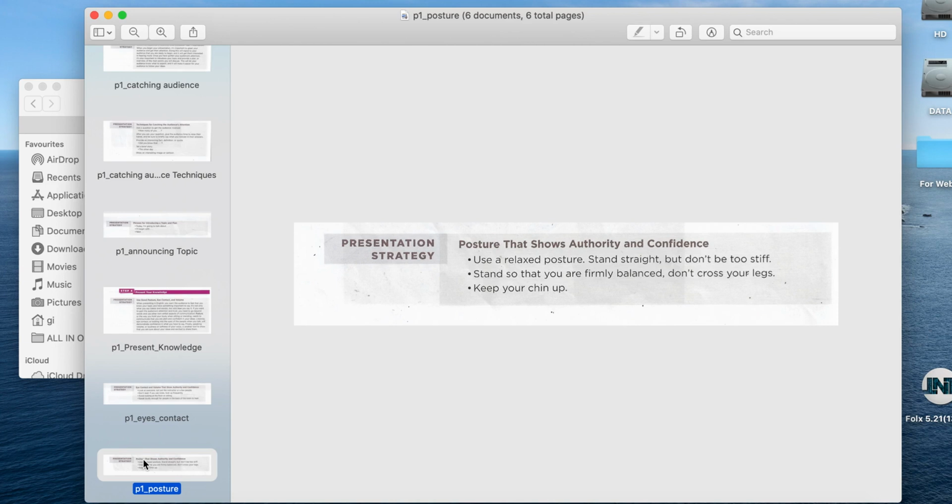Okay, continue. But don't be too stiff. Don't be like this: "Today I want to talk about my project and what," like a statue. Don't be stiff. Stand so that you are firmly balanced. Don't cross your legs, this is bad. Don't go up and down. Keep your chin up. Your chin down is bad.